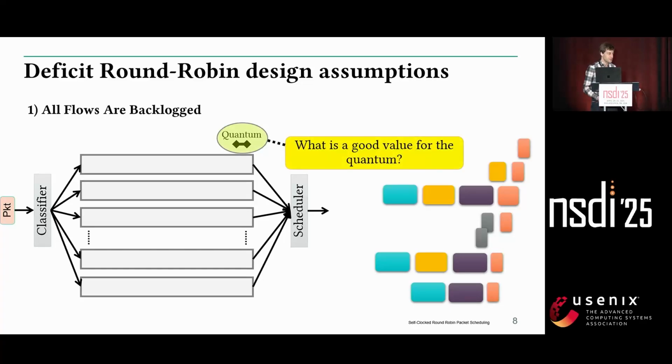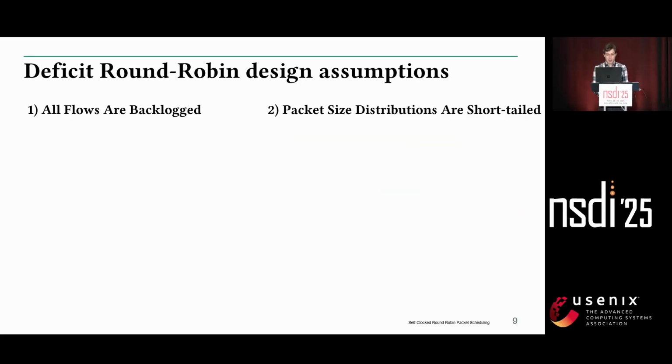Now, what is a good value for the quantum then? The authors suggest a value at least as large as the biggest packet in the network, which brings us to their second assumption, that packet size distributions should not be too skewed. But I'm afraid these assumptions barely hold anymore.